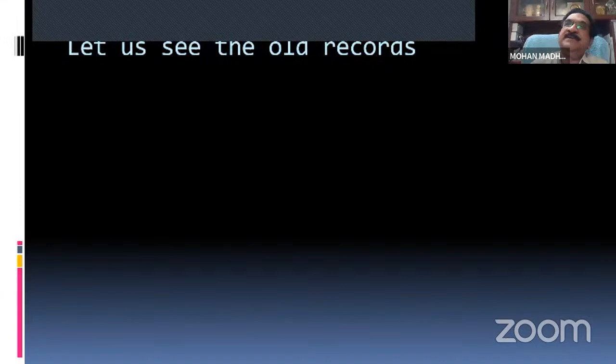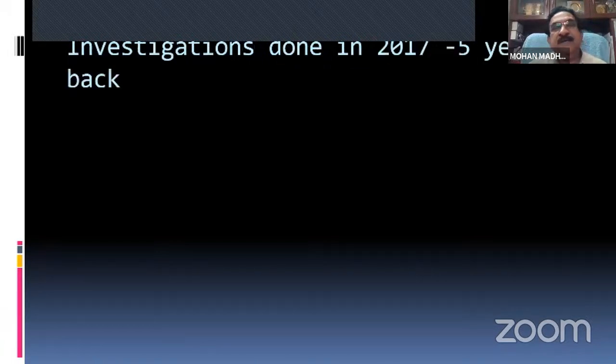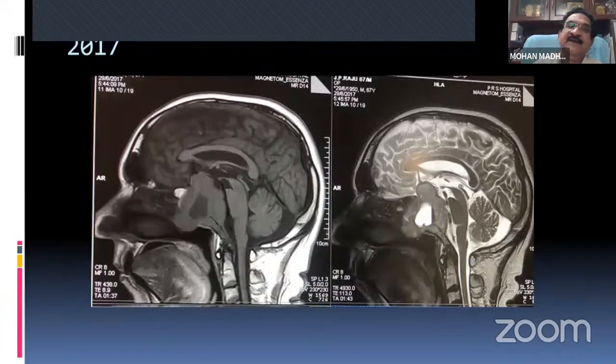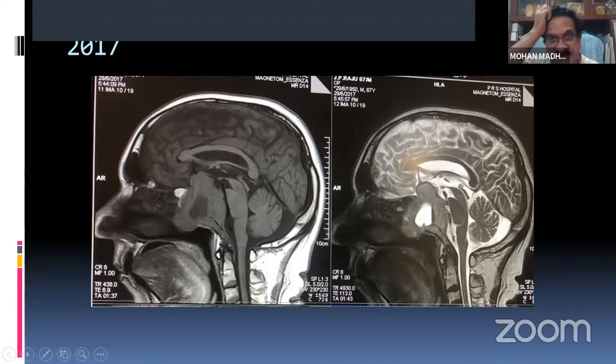Now let us see what happened. When subsequently two of his relatives came, then I had the whole story of what had happened previously. Now the imaging was done in 2017, that is 5 years back. See the MRI here, 2017. This is a sagittal cut. There's a huge mass in the sellar region going up here with evidence of hemorrhage inside the mass. So large, most likely it's a pituitary mass or something else, we don't know, but a biopsy was never done. The reason I will tell later on.